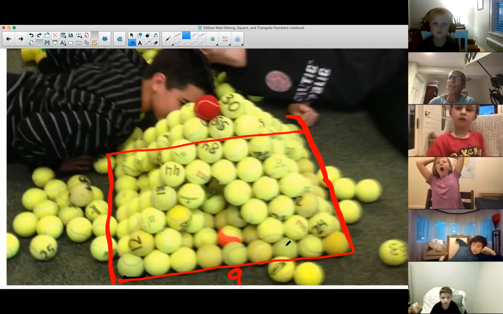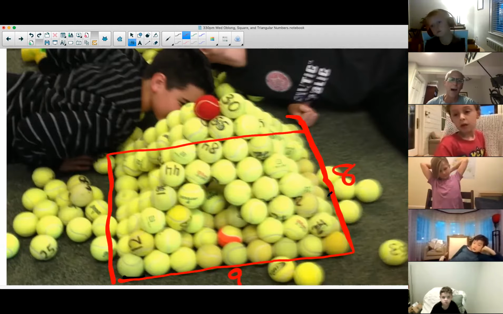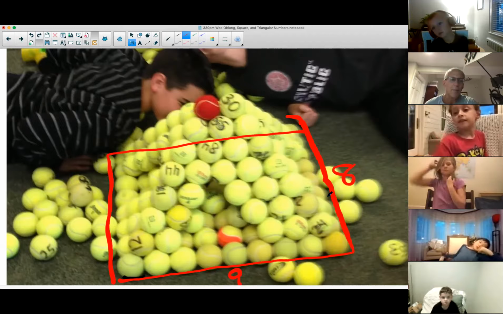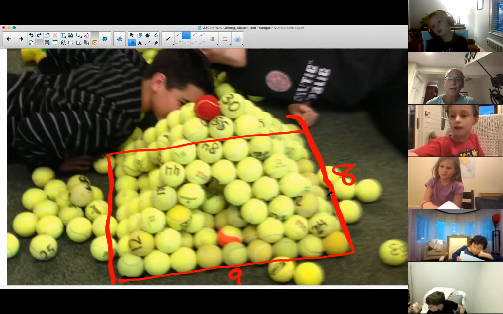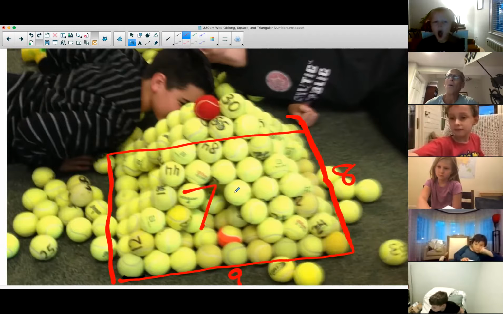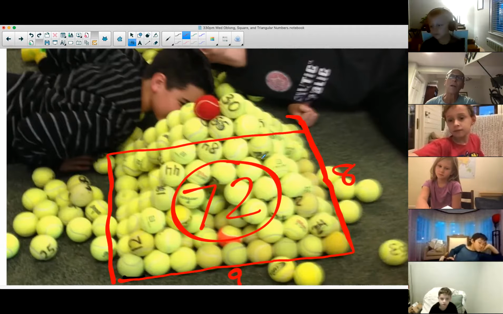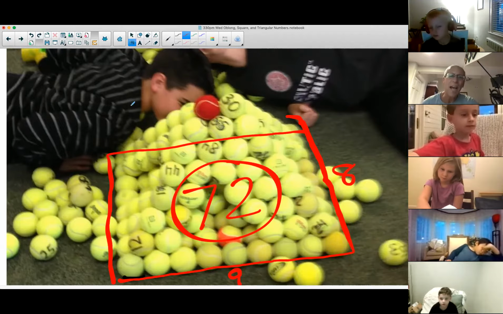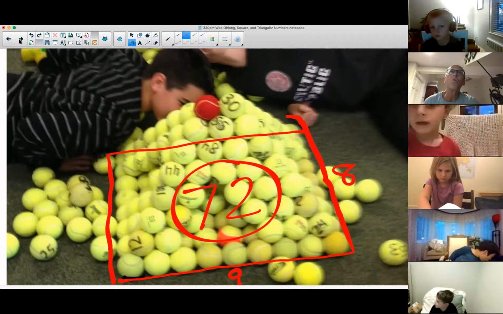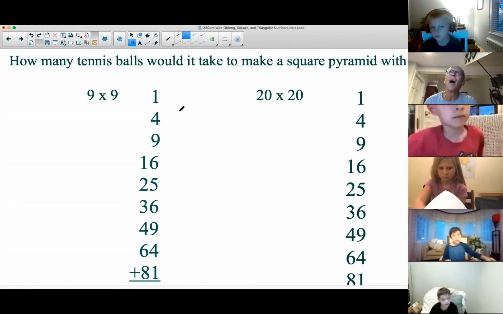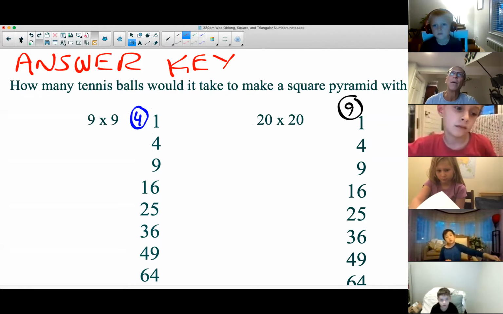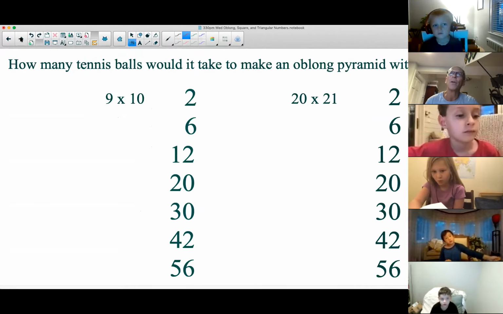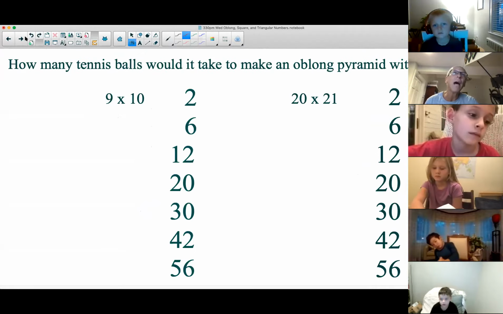And who remembers our 9x8 oblong? Who remembers that? Can anybody do that one? Jeremy? 72. Wow. Unbelievable. Now, guys, if you have tennis balls, why don't you do the same thing? Now, the older kids, they're going to be adding up how many tennis balls it would take to make a square pyramid or to make an oblong pyramid. And you could do that as well.